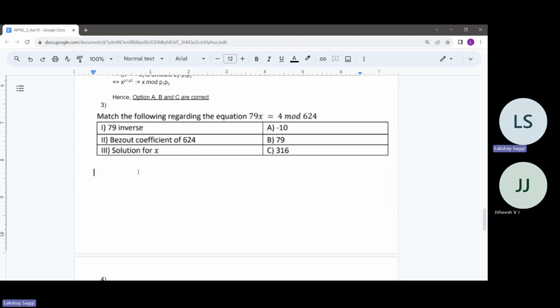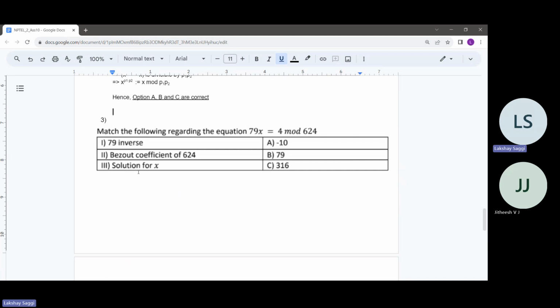Maybe the third question. The third question is also easy. Maybe I'll just describe the high-level steps, because this question is directly based on the lecture. Again, we need to match the following regarding the equation 79x is equal to 4 mod 624.